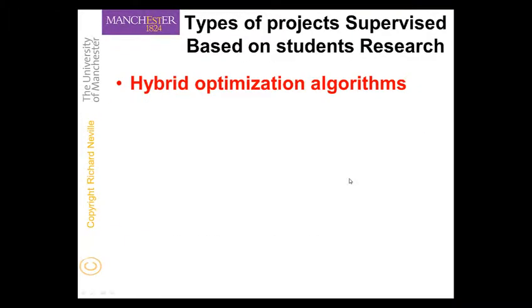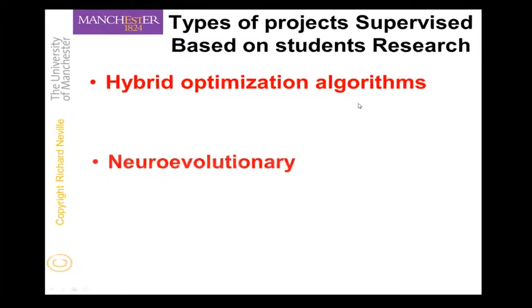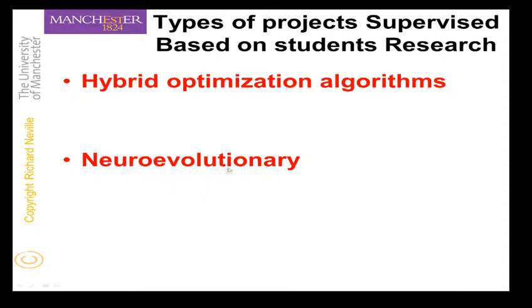Now, moving on, these projects are based on supporting the research student with my background knowledge, while they develop their own research threads. One of them at present is hybrid optimization algorithms, and the other has been neuroevolution.